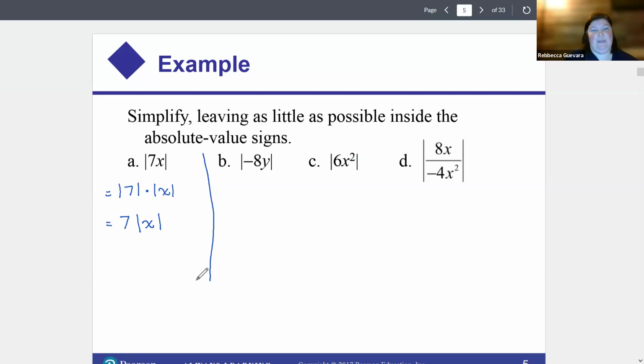Like I said, you just have to keep them around the variable. The reason we do that is, I don't know what x is. x could be -3, so I can't say it's just going to be 7x, because then it's going to end up giving me a negative answer. So we keep them around the variables.